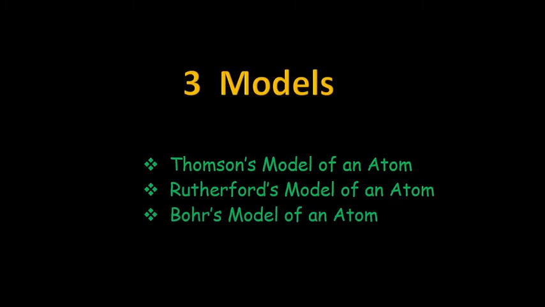There are three defining models of an atom in chemistry: Thomson's, Rutherford's, and Bohr's model of an atom. So, what are the characteristics and who are their makers?